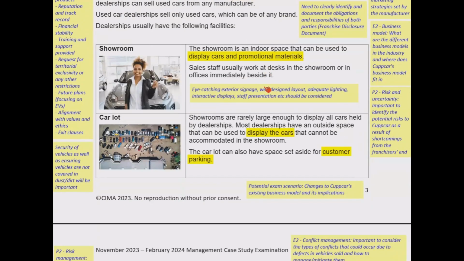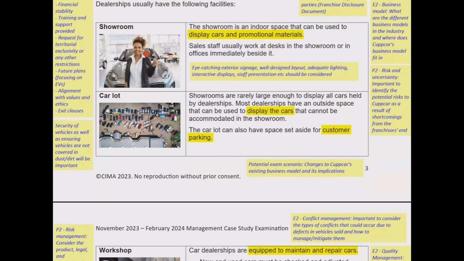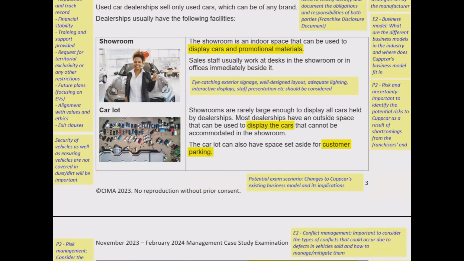All right, then. Now, in terms of what a dealership looks like, it's going to have a showroom, which we could see in that photograph above. And that's where the customers will come in to see the displayed cars, to see promotional materials, and of course, to talk to the sales staff. Now, we need to think then in terms of that business model, what is it that Cuppcar does here that is really valuable to that customer?